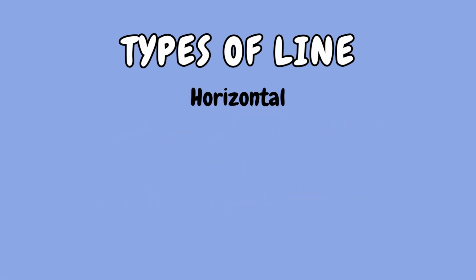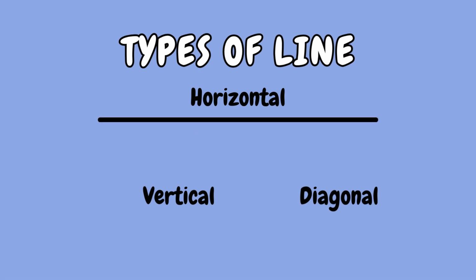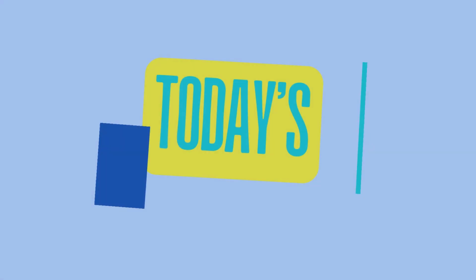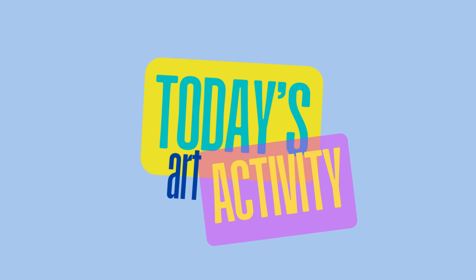Now, horizontal, vertical, and diagonal might be new words. Horizontal means that it moves left and right, like the horizon. Vertical means that it moves up and down. And diagonal means that it moves across the paper at an angle. Now that we know more about lines, let's look at today's art activity.